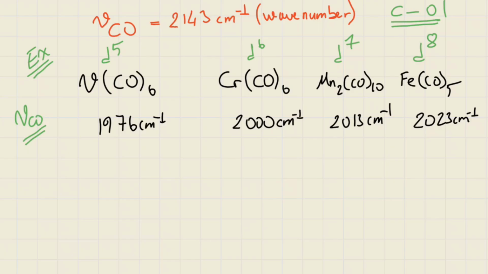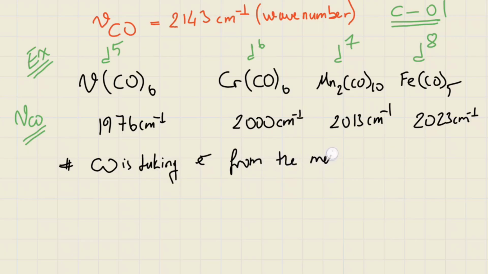So what do we know here? Firstly, for all cases, CO is taking electrons from the metal center, but not equally. It is taking more electrons for the vanadium case, right? Since the CO stretch decreases more. And the pi-accepting ability of CO is better for the vanadium case.